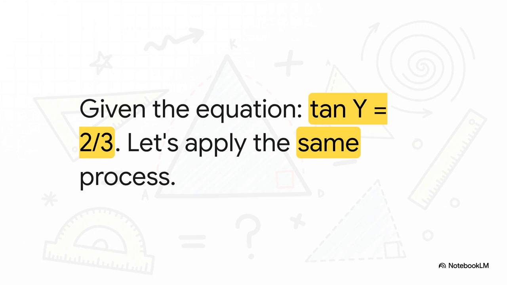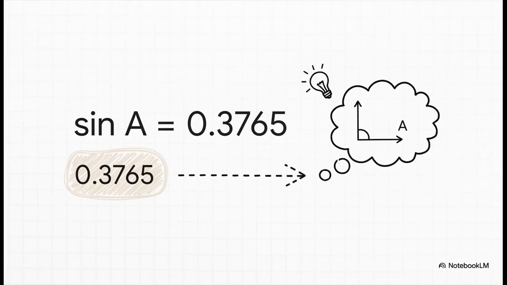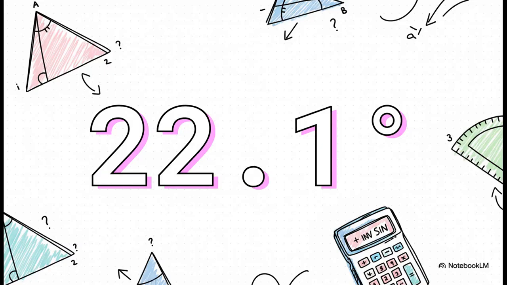Next up, find angle y. This time, we're told that the tangent of y is the fraction 2 over 3. The setup is exactly the same, we're just using a different function. So, to get y by itself, we take the inverse tangent of 2/3, plug that into the calculator, and out comes 33.7 degrees. See? The pattern holds up perfectly. It's the same move every time. Okay, here's our third one. We need to find angle A, and we know that the sine of A is 0.3765. I bet you can already see exactly what the next step is. And this just shows you how consistent this all is.